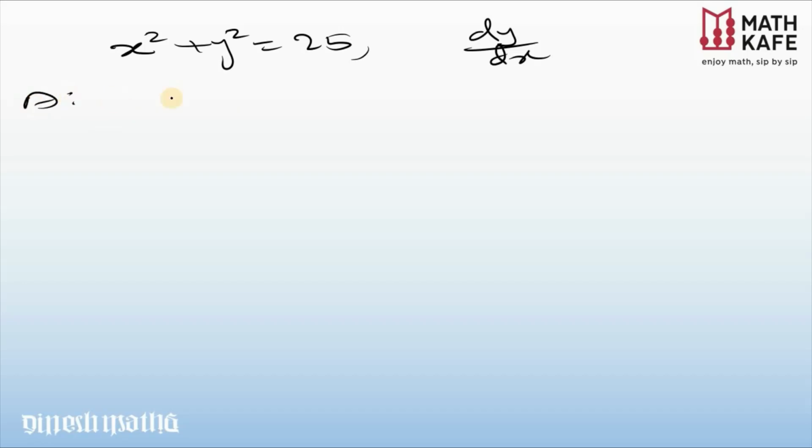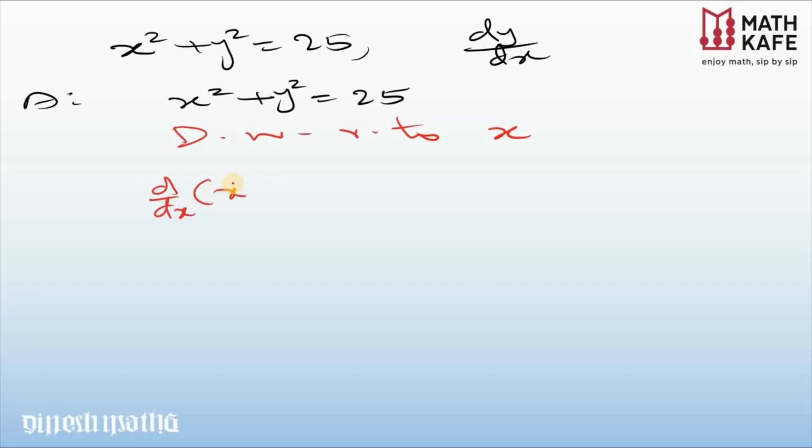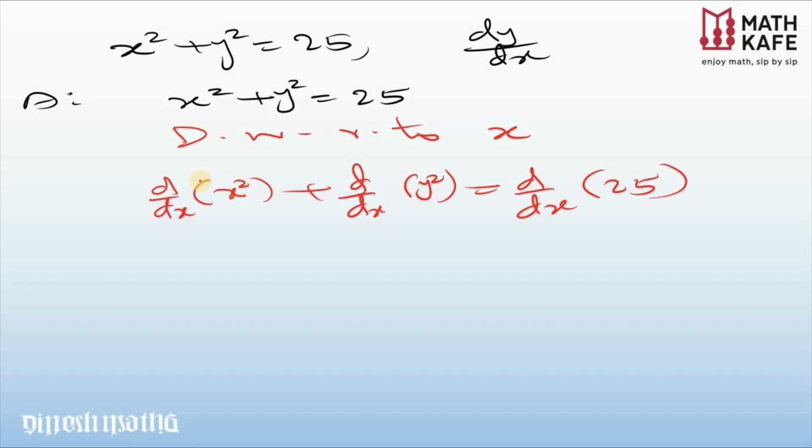Take this as the first step: x square plus y square equal to 25. You differentiate each term with respect to x. You can write d by dx of the first term, d by dx of the second term, and d by dx of the last term. You are differentiating each term separately. Now, what is the derivative of x square? We know the formula: differentiation stands for decreasing, push the power down, take 1 away. That means 2x.